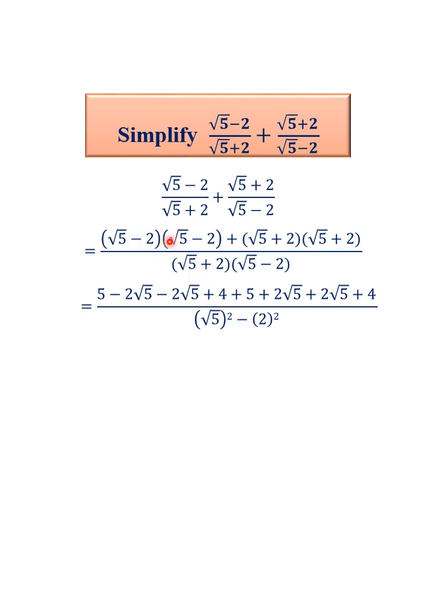Let's look at how to simplify the numerator. We are just going to expand. Root 5 times root 5 is just like saying root 5 squared. The square root will cancel the square and we'll be left with 5. Root 5 times negative 2 gives us negative 2 root 5. Again, negative 2 times root 5 gives us negative 2 root 5. Negative 2 times negative 2 gives us positive 4.